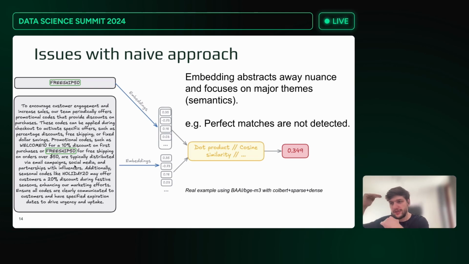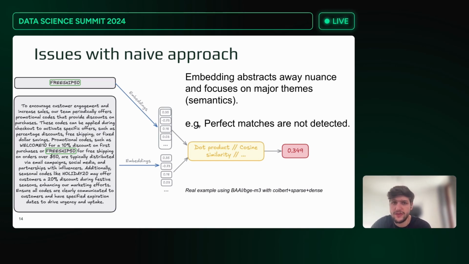We need to fit all of that into a fixed dimensional vector, right? Some of the nuance, some of the specifics will get lost when we do that translation. So when we have this very specific search term, free ship 50, it will not be captured as actually being the same thing. And from this, we might infer that we actually have a content gap, when in reality, we don't. So what's the solution here?